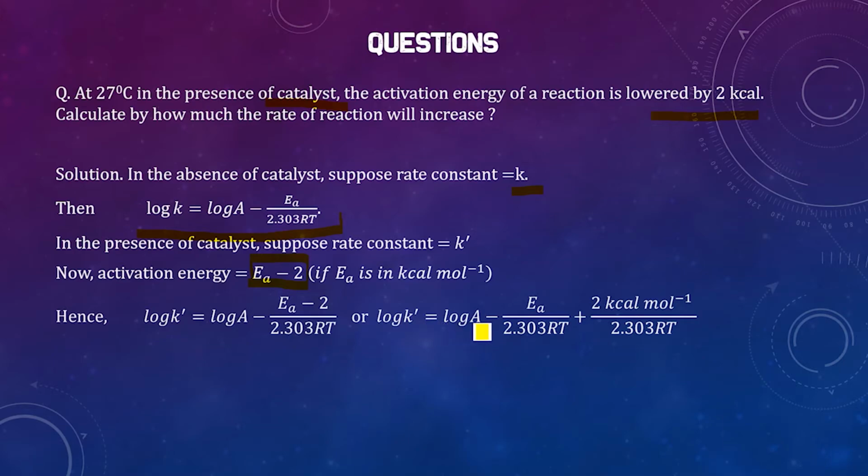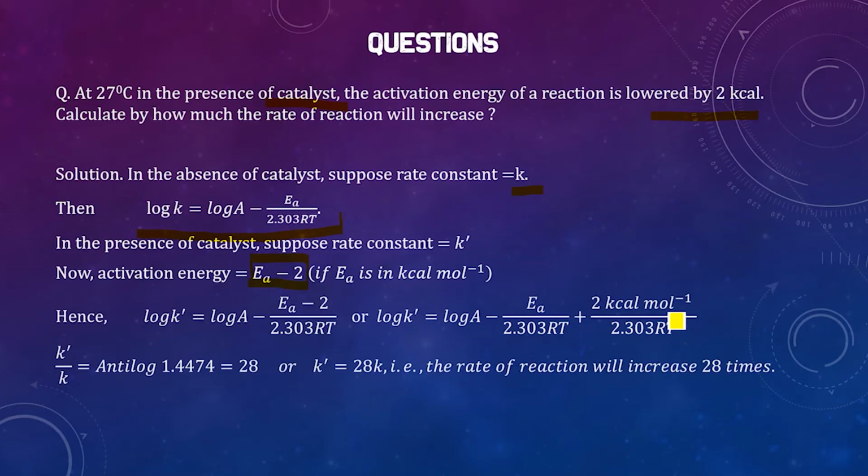Now you can bifurcate it: log A minus EA upon 2.303 RT, and now plus 2 upon 2.303 RT. Take this as equation 1 and this as equation 2, and solve the two equations. You will get log of K dash upon K equal to 1.4474, so K dash upon K is the antilog of 1.4474, which comes to about 28.